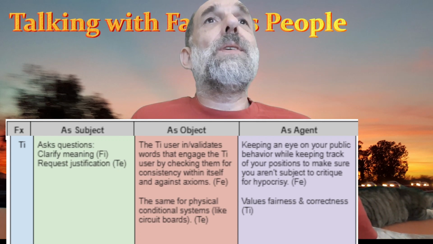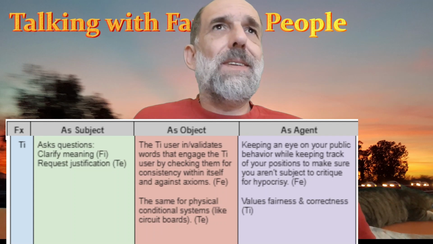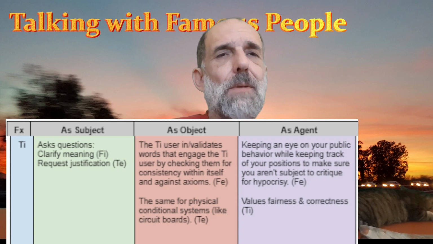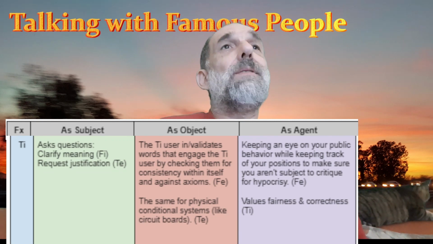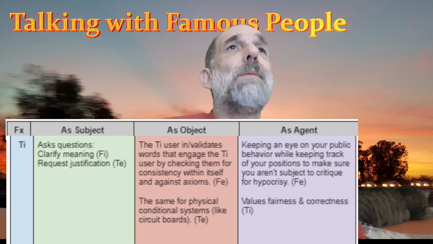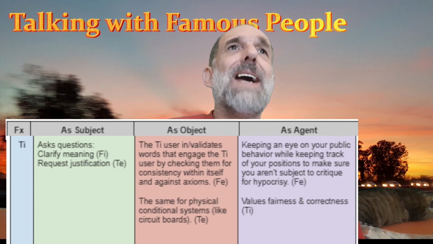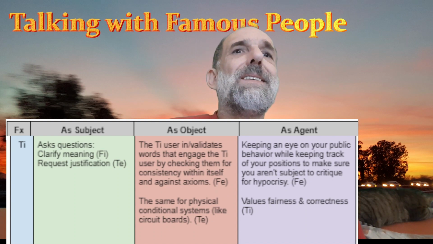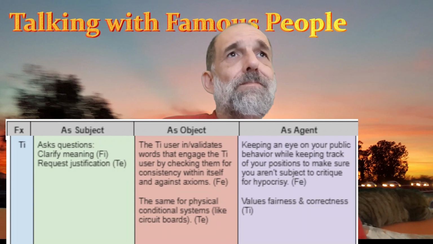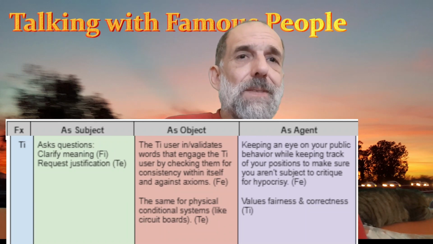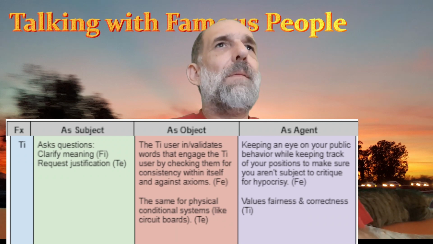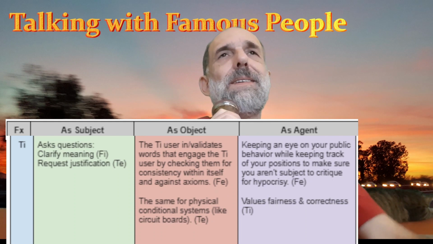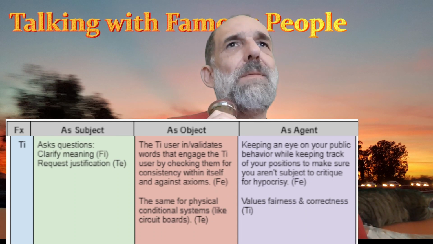The same for physical conditional systems like circuit boards is how it links to TE. There's not a whole lot of this. TI is mostly about language, but there are conditional physical systems like circuit boards where the same logic applies. Keeping an eye on your public behavior while keeping track of your positions to make sure you aren't subject to critique for hypocrisy. This is being TI as an agent. And it says here it links to FE. Obviously, it links somewhat to SI as well. But that's not on the axes for TI, so how much that's a factor depends on where it is in your stack. Values, fairness, and correctness. This is the most implicit and fundamentally TI thing.